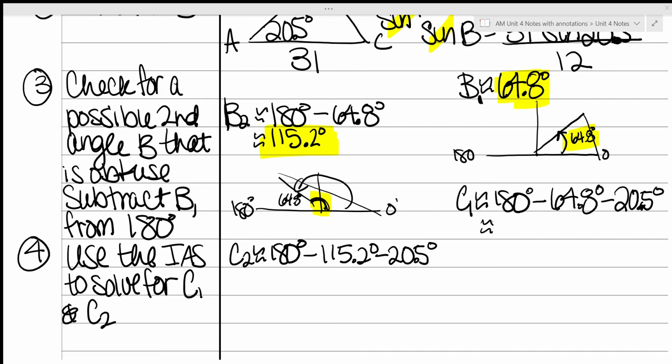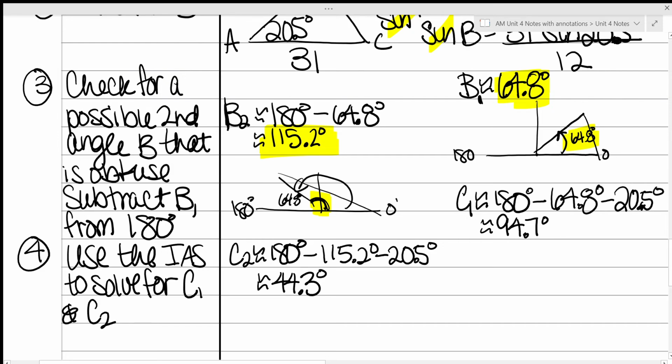Okay, so for this situation, I get 94.7 degrees, and that's good. It's an obtuse. Remember, we can't have more than one obtuse angle. Okay, but for the second option, I would have my 180 minus the 115.2 minus 20.5, and I get 44.3, which also seems reasonable. When it would not be reasonable is if this angle were negative.